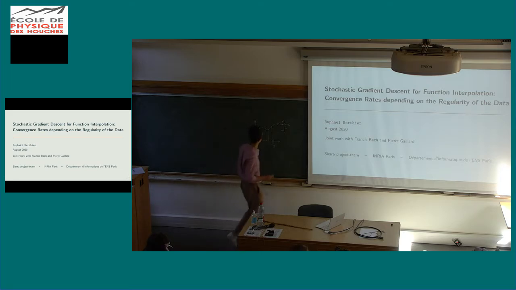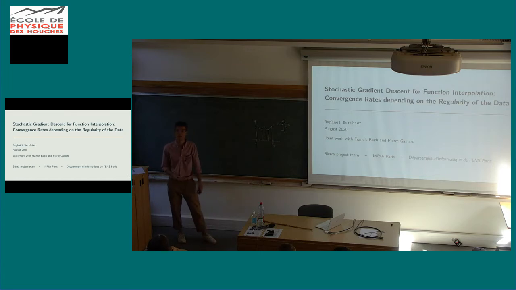Okay, but still we have a rough notion of regularity of functions, and depending on this regularity, it will tell us how much we can expect the function to be close to the closest points. Okay. So this is the problem, and now I want to look at one particular algorithm to do this, which is stochastic gradient descent.